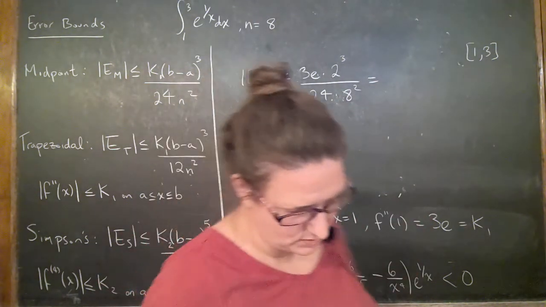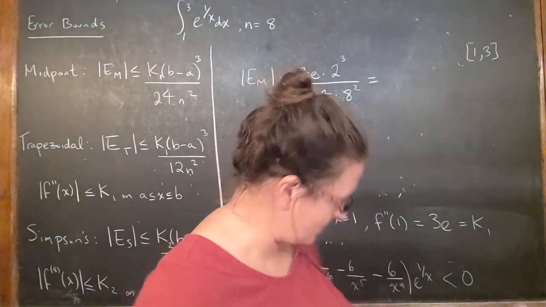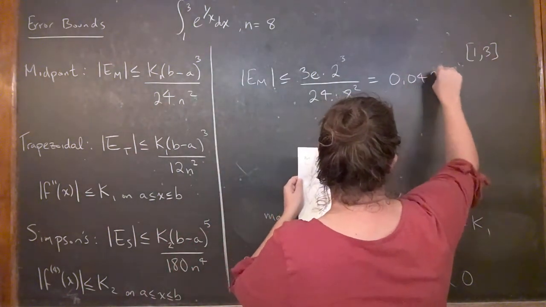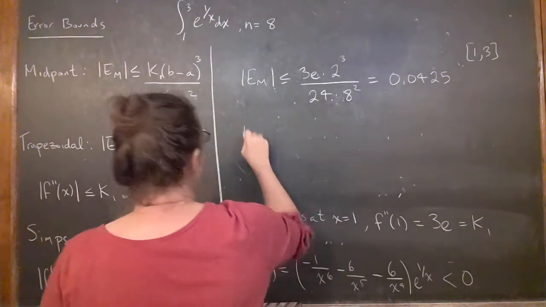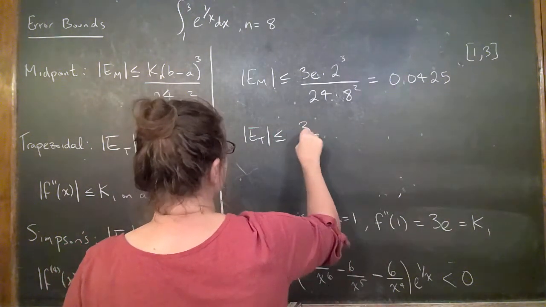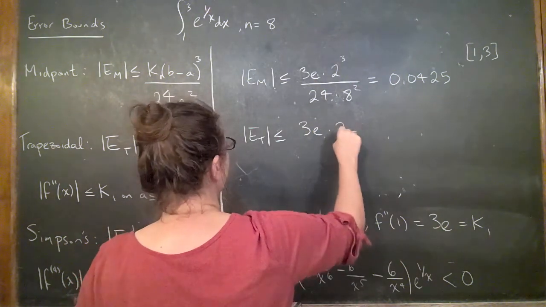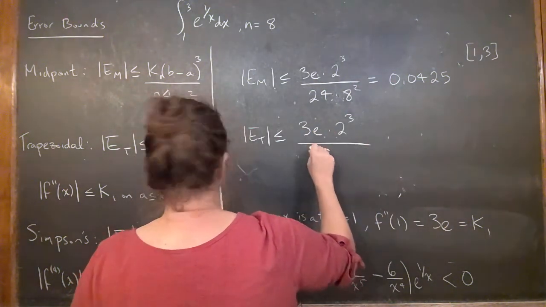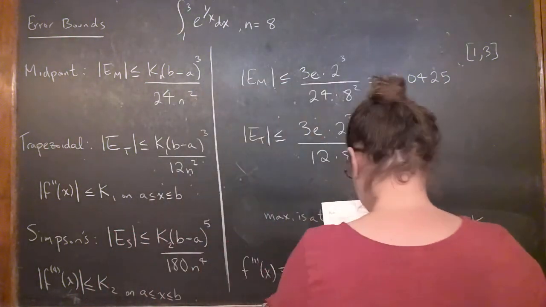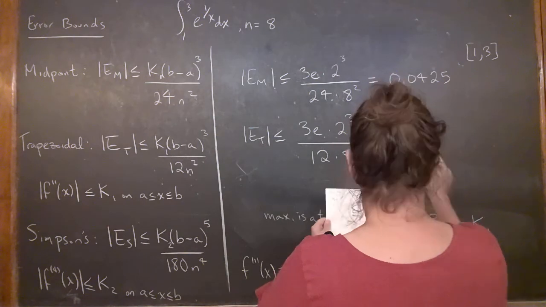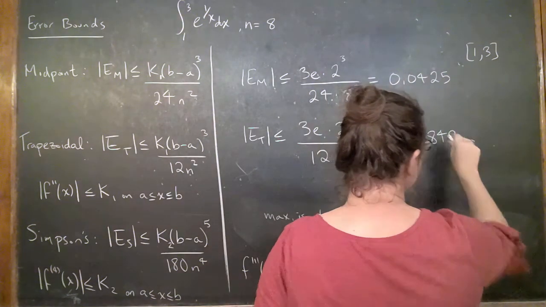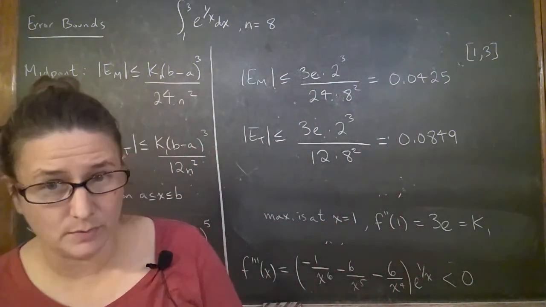So where did I work this out? I worked this out here somewhere. Midpoint rule, 0.0425. And then for the trapezoidal rule, and this is a maximum. Your actual error might be less, but this is a theoretical maximum. So this one turned out to be 0.0849.